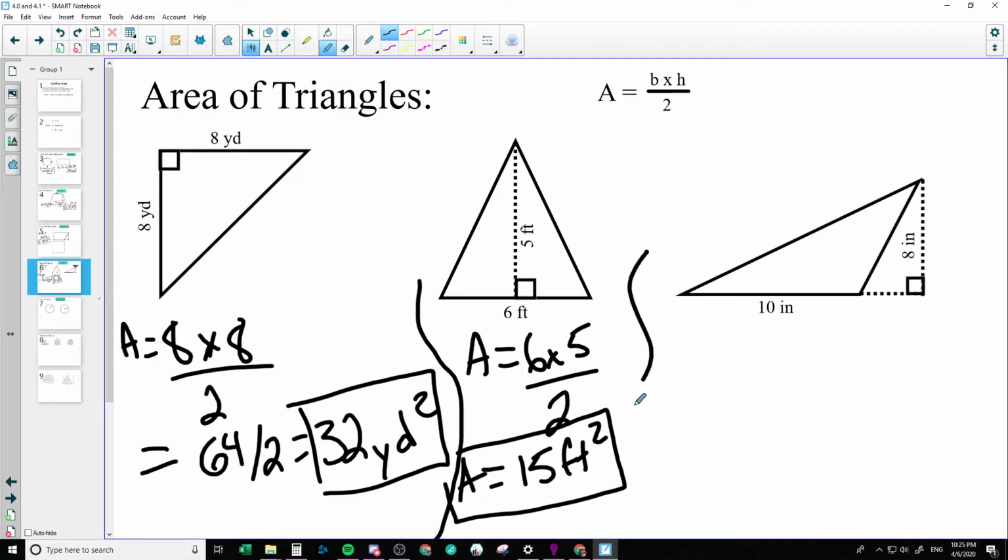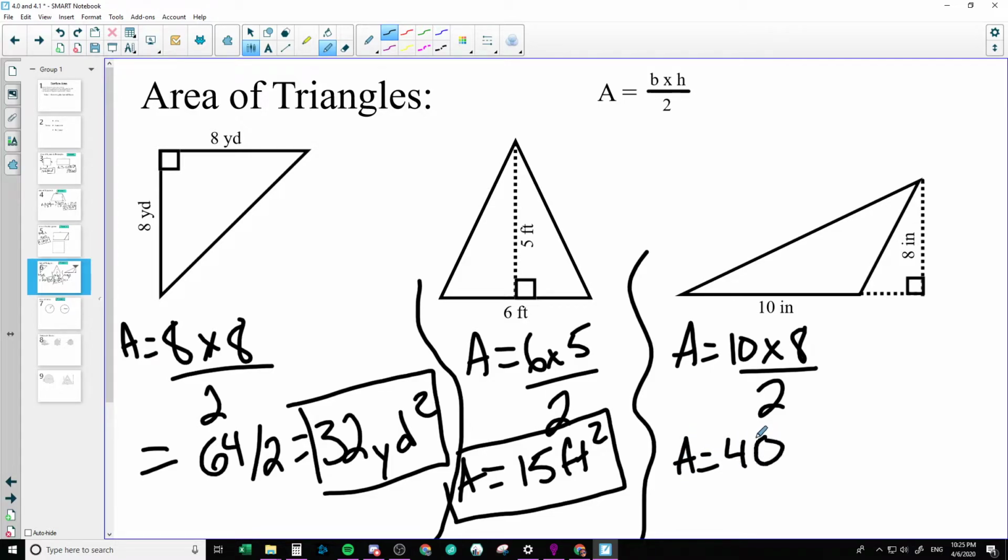And our last one here looks like maybe you can't do it the same way because this triangle looks funny, but just remember this is the formula for all triangles. So area equals base 10 inches, and the height is still this 8 inches over here, divided by 2. 10 times 8 is 80, divided by 2 is 40 inches squared. Okay, really simple, really quick review of the area of shapes.